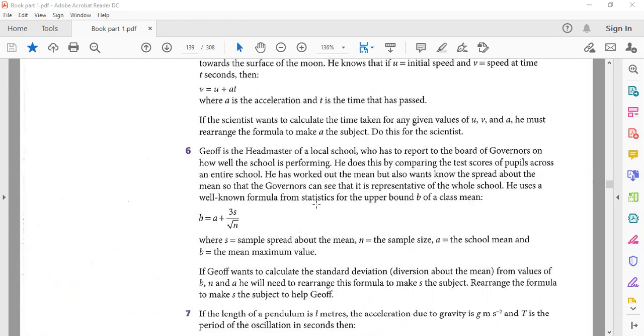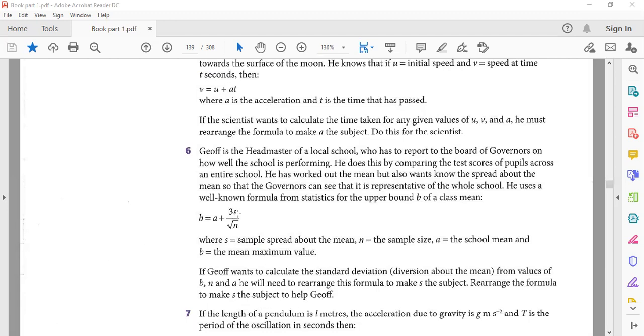He uses a well-known formula for the statistic. B is the upper bound of the class means, S is the sample spread about the mean, N is the sample size, A is the school mean, and B is the maximum mean value. If Geoff wants to calculate the standard deviation from the values of B, N and A, he has B, N and A, so obviously he doesn't have S. He will need to rearrange the formula to make S the subject.